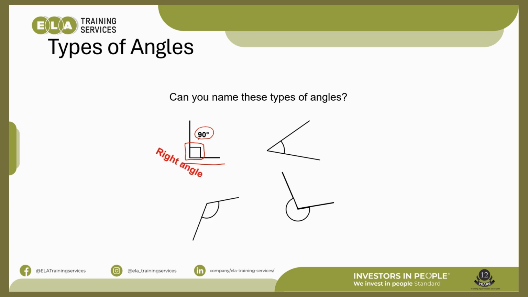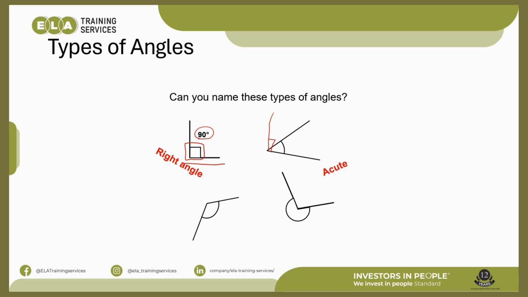Next, we have angles here. As you can see, it's smaller than a right angle, than 90 degrees. And I remember this as, if something is small, it is cute. So this is an acute angle.